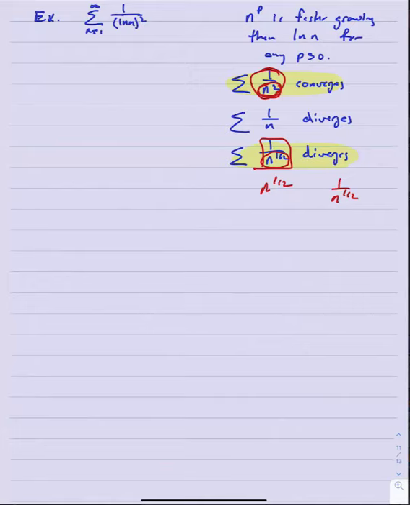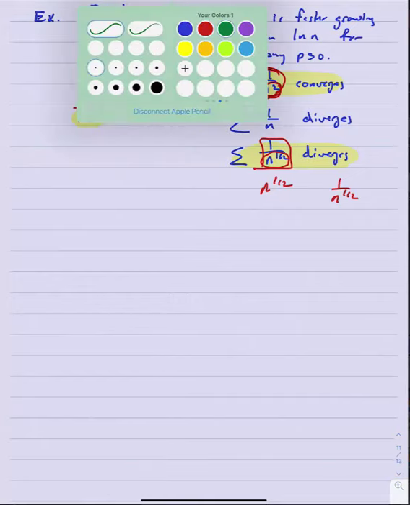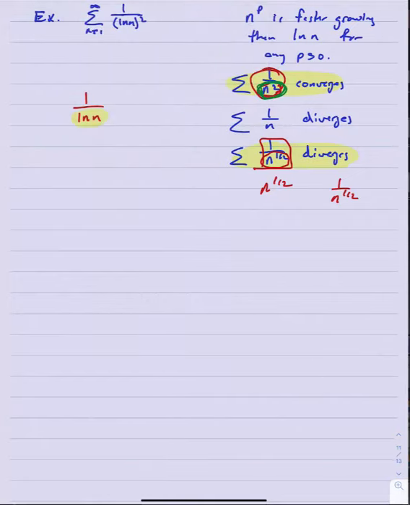All right, putting that all together, the question is, what about ln of n? So let me take the square away for a minute and look at that one. Okay, the key is in what I just said. We said ln of n grows more slowly than all of these denominators over here. It grows slower than n squared, it grows slower than n, it grows slower than n to the 1/2. Okay, let me repeat this. What is it that makes this first one converge? It's that n squared is increasing fast enough.